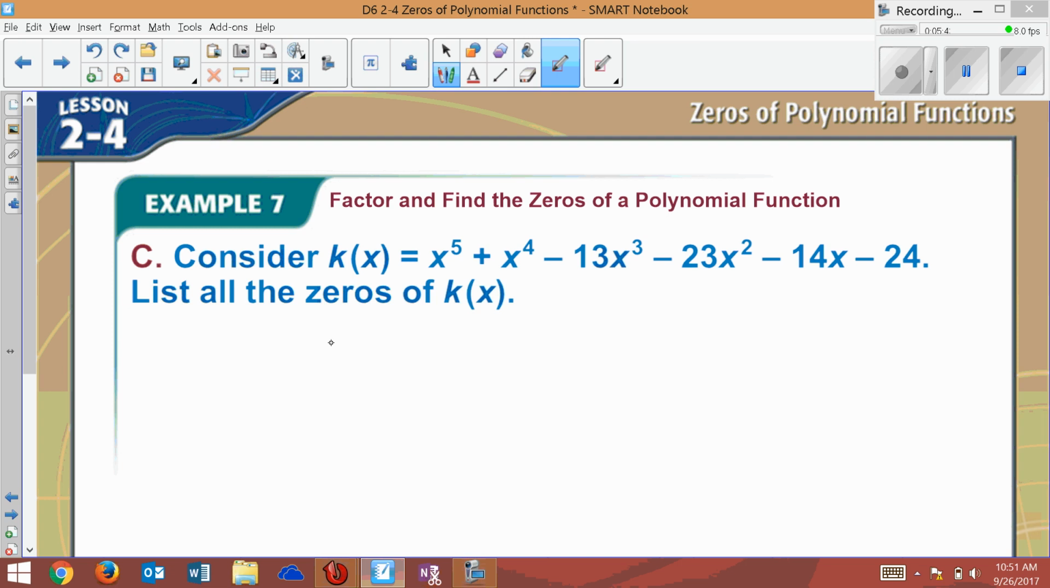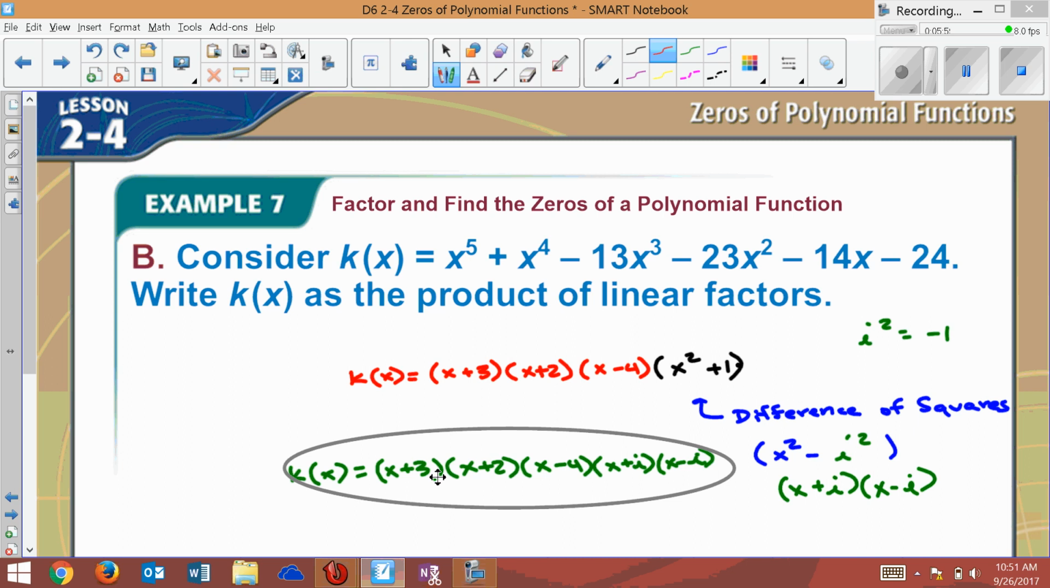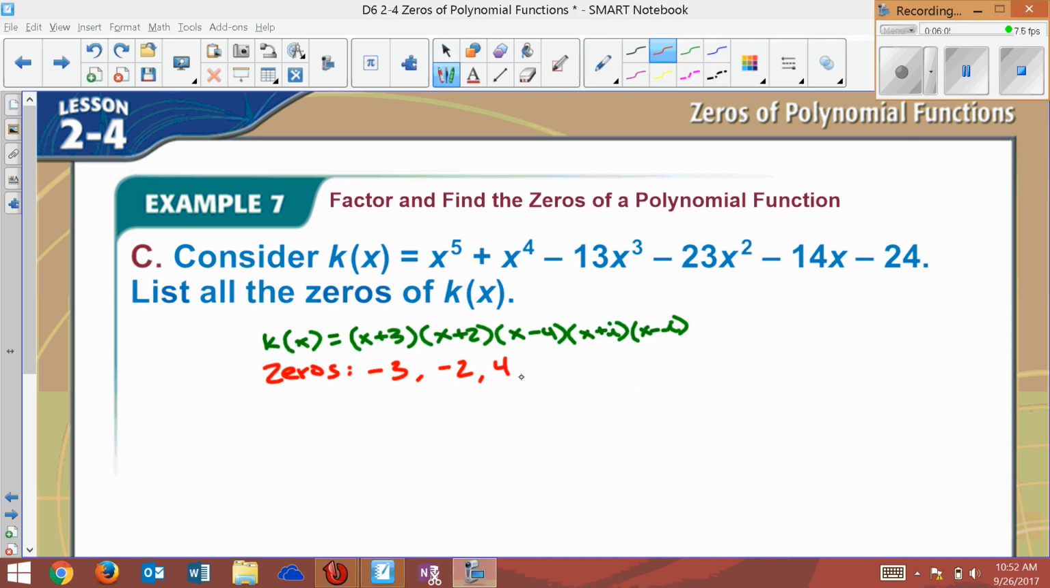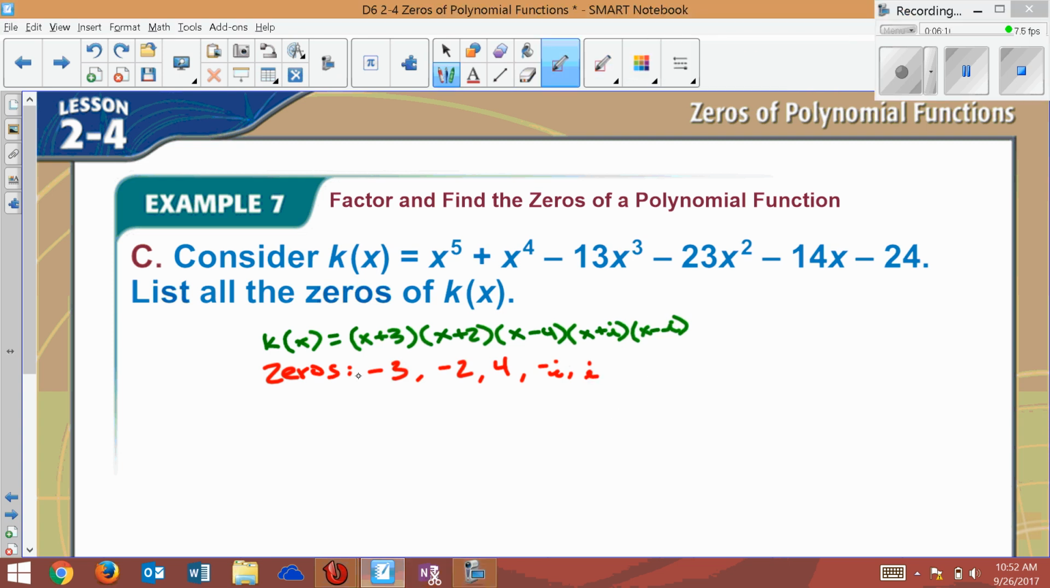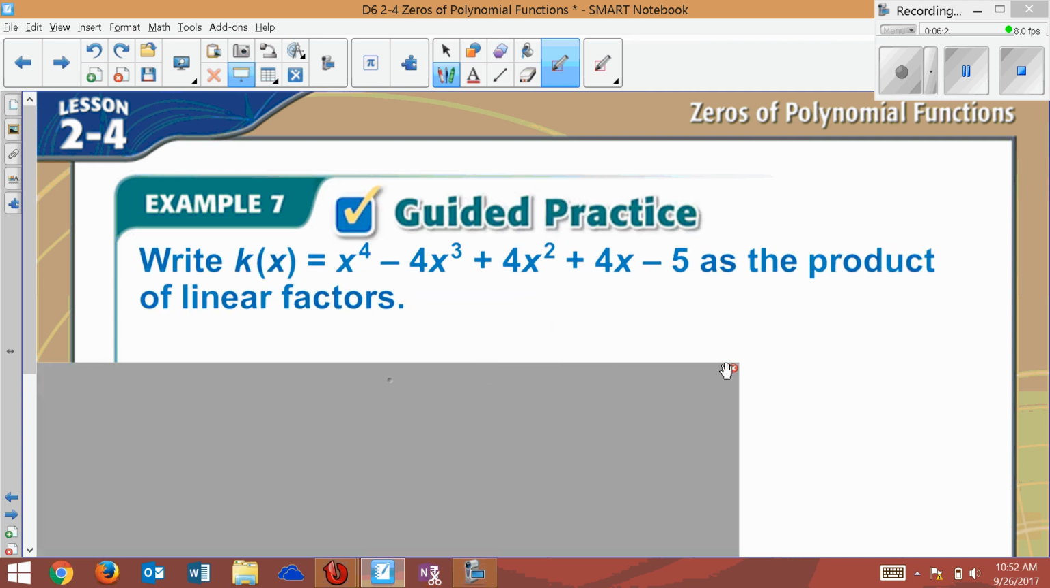Okay, now let's talk about all the zeros. Okay, we already had that negative 3 was a 0. We already had that negative 2 is a 0, and we already had that 4 was a 0. Is that correct? Yes, we already had those. Now what we do is we fill in the imaginary. We also know that this would be negative i, and this one would be positive i. So you'd have negative i and positive i, or you could just say plus or minus i. These would be your zeros here. All right, you can go ahead and try this one.